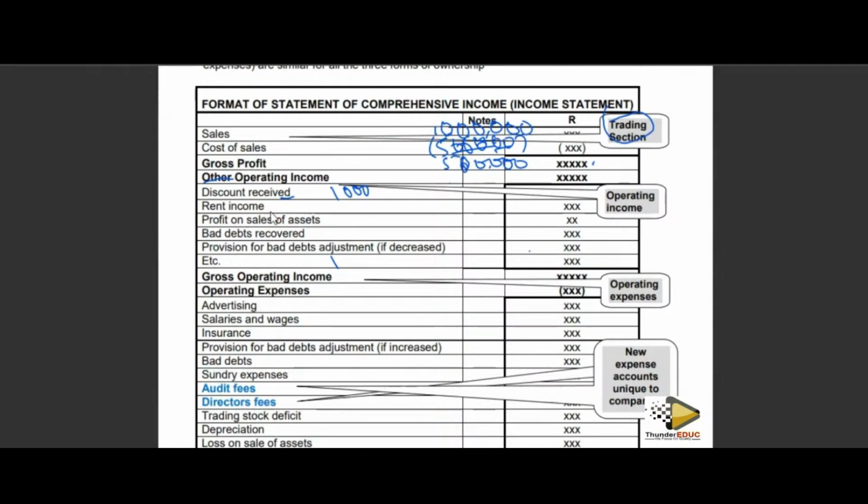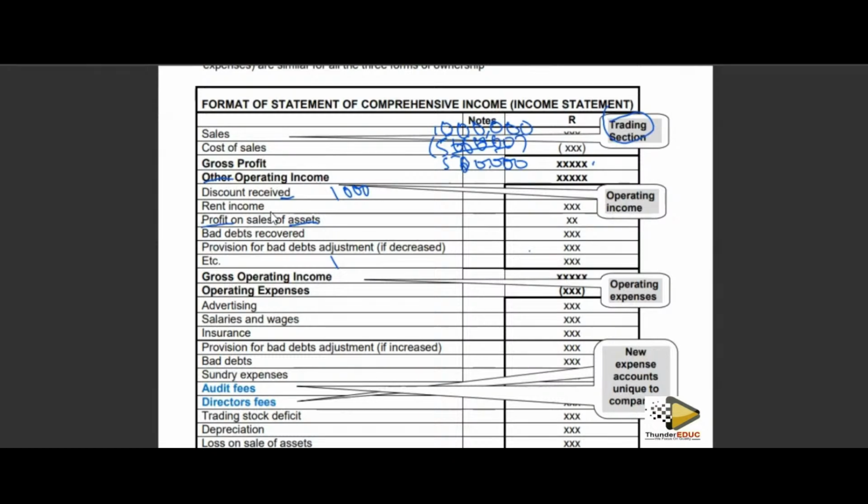Then profit on sale of asset. Yes, this one I explained. This is the first thing I gave you an example with. It's an asset. It can be furniture, vehicle, equipment, etc. All the assets we know, the non-current assets especially. When we sell those assets off, remember we are looking for the word profit. Do we make a profit on selling this asset? If we are making a profit, it will be our income.